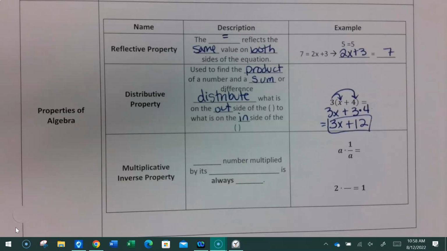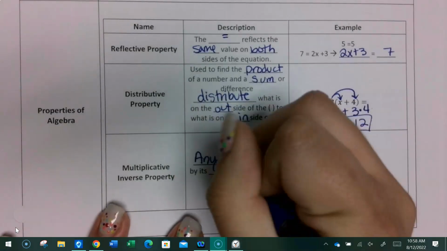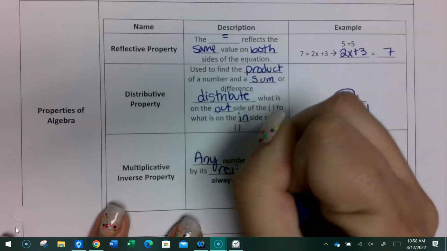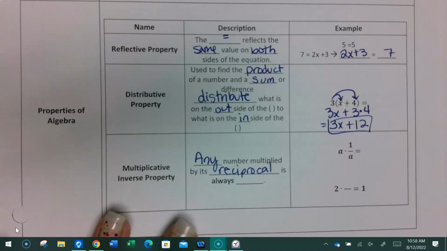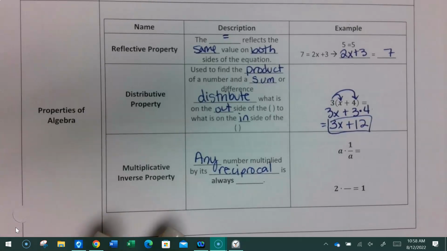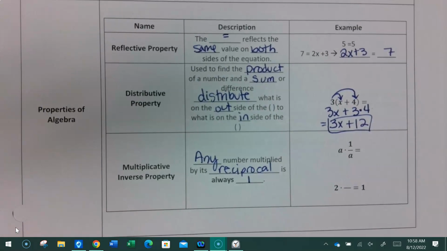Okay, so next property I have is the multiplicative inverse property. So any number multiplied by its reciprocal. Remember we talked about reciprocals yesterday? That's where we take the fraction and flip it. Is always 1. Reciprocal.